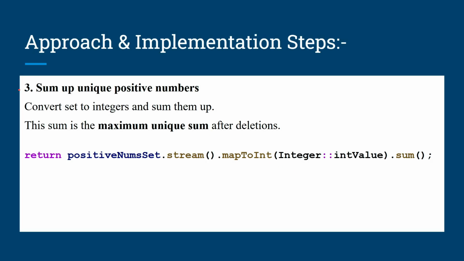The next step of the approach is to sum up the unique positive numbers. We have to convert the set into integers, and then sum them up. How? You do the stream, and you have to use the map, as I told you. So you will use the function mapToInt. You provide the mapper with all the int values coming from here, convert them into integers, and do the sum. This will give you the maximum sum.